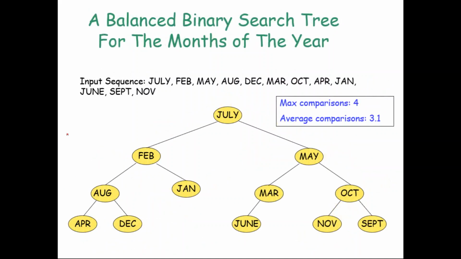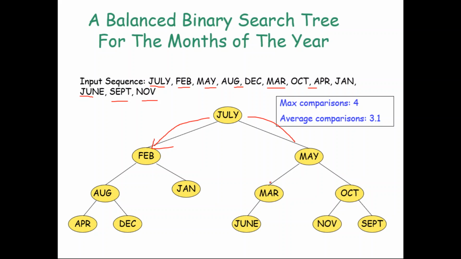But if the input sequence is changed, if it is something like this: July, Feb, May, August, December, March, October, April, Jan, June, September, and November, then the tree will be something like this. I think I need not explain, so you can understand. First the root node is July, and then F is less than J, so Feb comes here. M is greater than J, so May comes here, and so on and so forth.